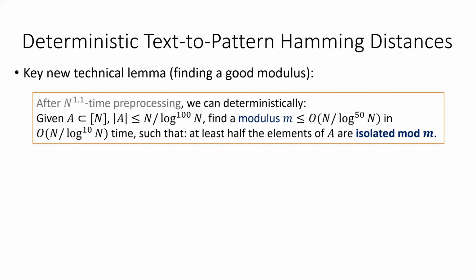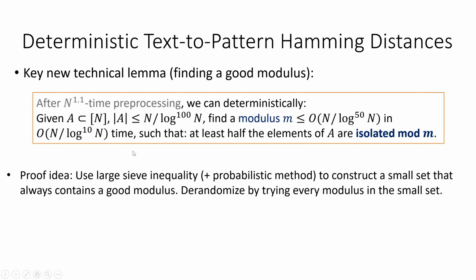Finally, let me very briefly mention the key new technical lemma behind our improvement for the deterministic textual pattern Hamming distances problem. Informally, this lemma says that under a certain parameter regime, given a set of integers A, we can deterministically and efficiently find a modulus m of not too large size that isolates at least half of the elements in the given integer set A. The proof idea of this lemma is to use the large sieve inequality and the probabilistic method to construct a very small set of moduli that always contains a good modulus. Then we can de-randomize by simply trying every modulus in this small set.